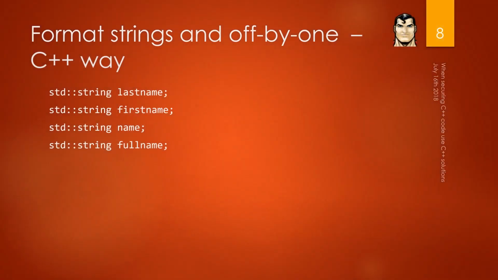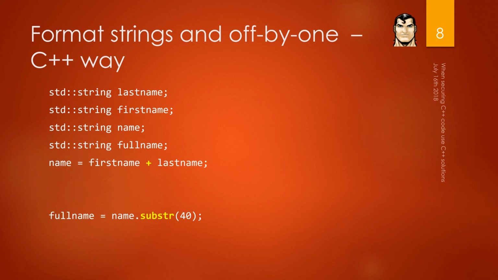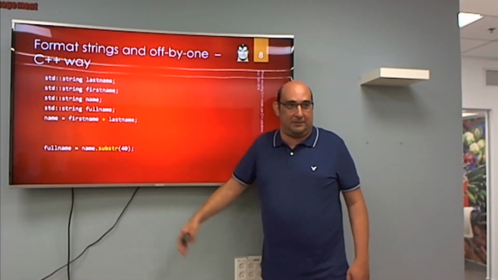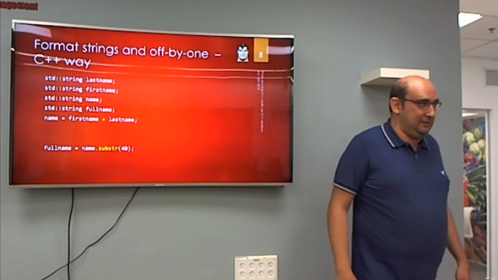In C++, we will be using strings because we want to use strings for strings, obviously. And strings have their operators. You want to concatenate strings, concatenate the strings. You want to extract part of the string, use substring to extract part of the string.